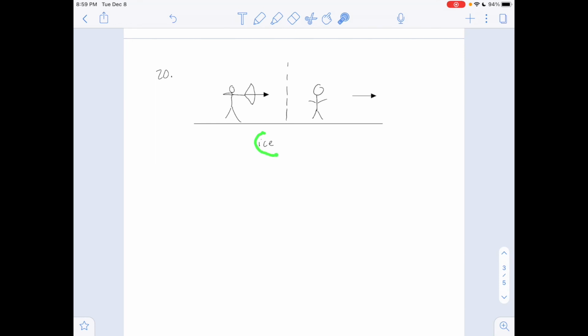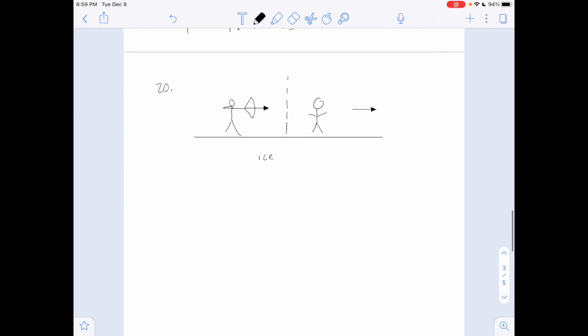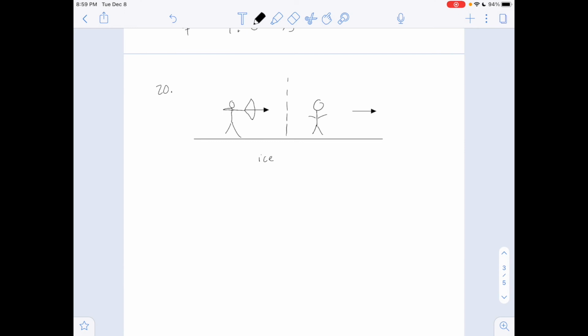So here we're saying that this is ice. That way we can figure out what the person's recoil speed will be when he launches the arrow. Let's write down some of these values. First of all, this is like the opposite of a collision, right? We're starting out with everything together, so this is the total mass, and the initial velocity of the system is 0.